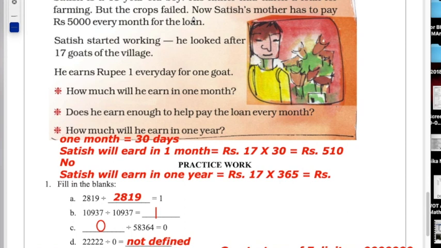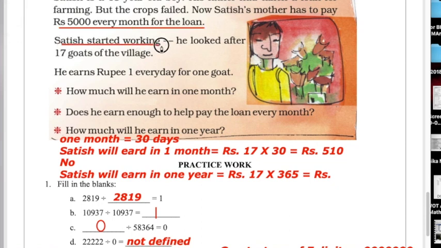Oh my god, the crops failed. Now Satish's mother has to pay rupees 5,000 every month for the loan. They have taken the loan, so they have to repay rupees 5,000 every month.